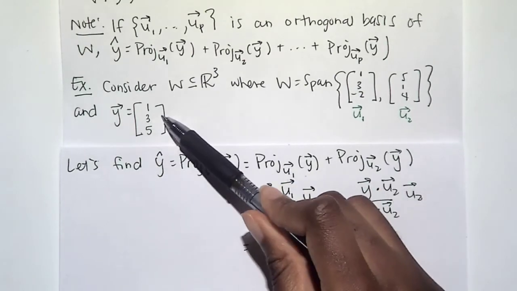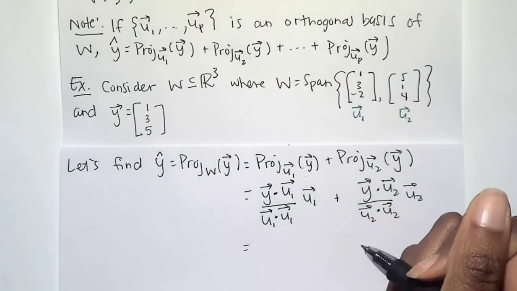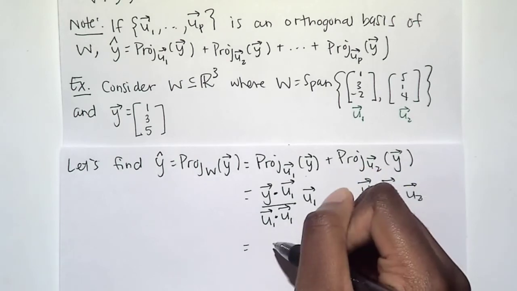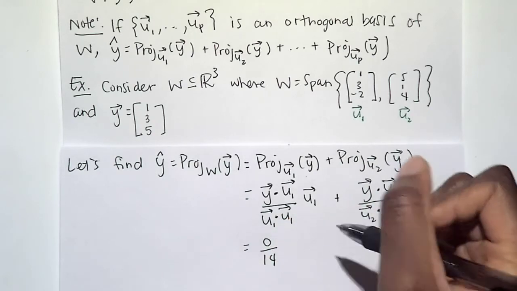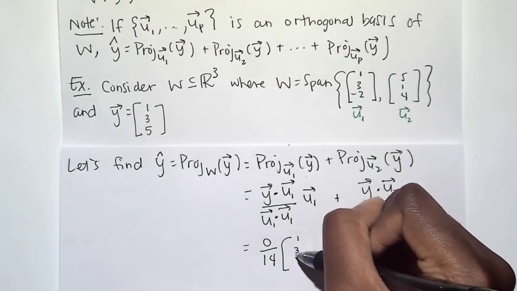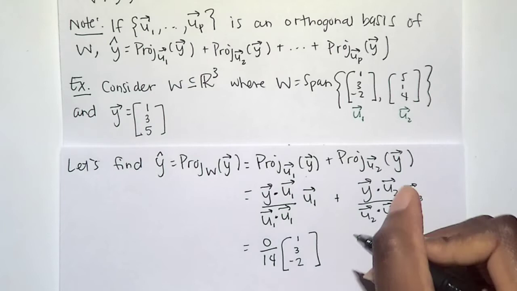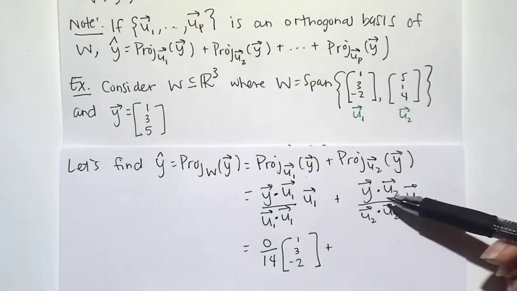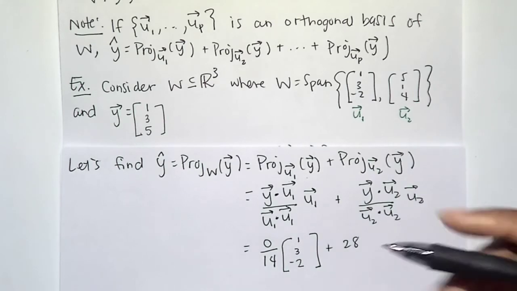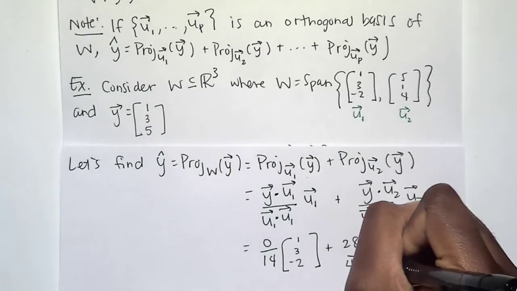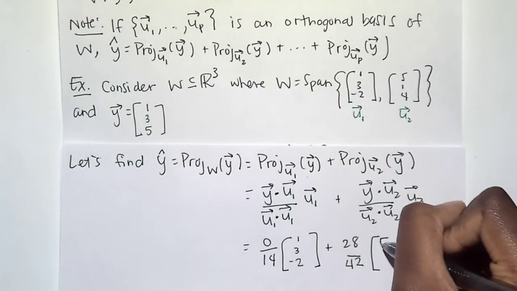So if you do Y dot product with U1, you should get a 0 here. And then U1 dot product with itself is 14. And we're multiplying it by U1. And then Y dot product with U2 is 28. U2 dot product with itself is 42. Definitely double check my dot products. And then times U2, (5, 1, 4).